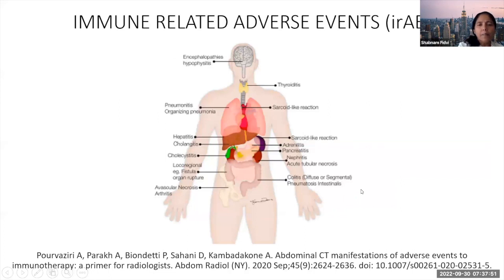This is a good schematic of immune-related adverse events, so-called IRAEs, related to the vast number of immunotherapy agents that are now available to treat oncology patients. This is a little bit beyond the scope of this talk, but I refer you to this article from Abdominal Radiology, which provides a pretty good review. I'll be discussing specifically colitis and pneumatosis intestinalis.